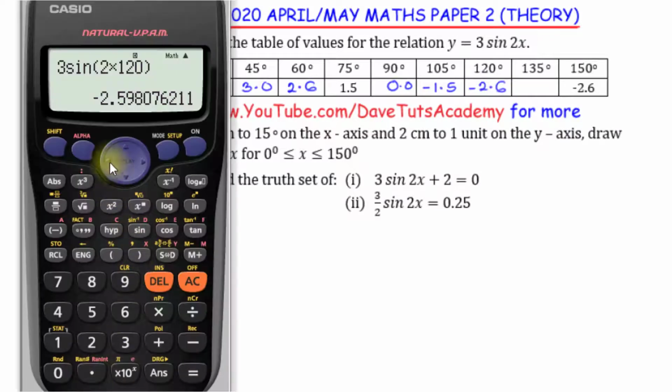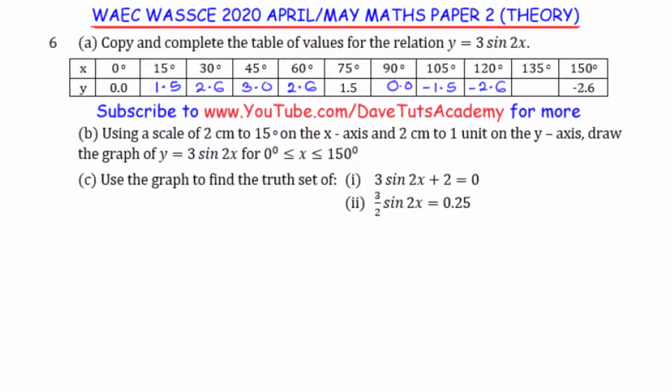And finally, when x is 135, what's the value of y? That will be minus 3.0 in one decimal place.